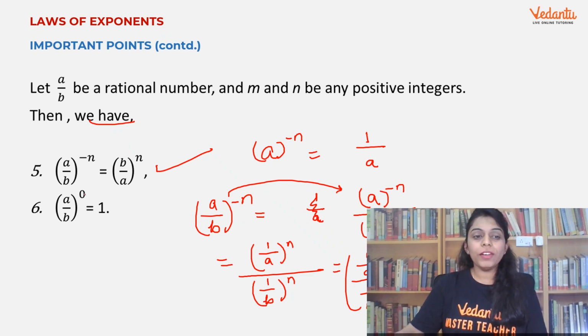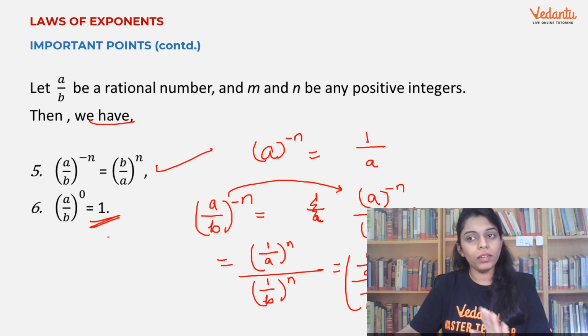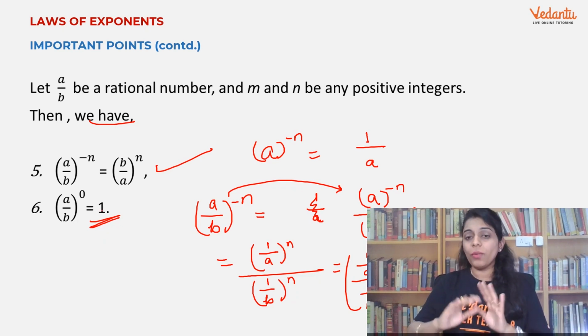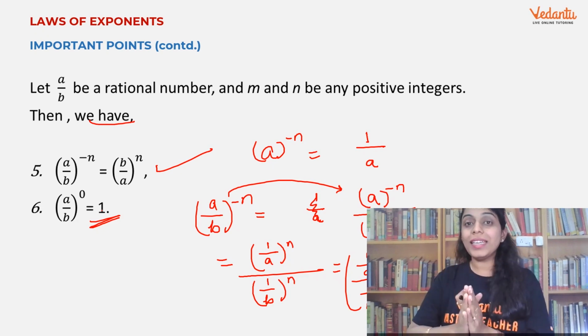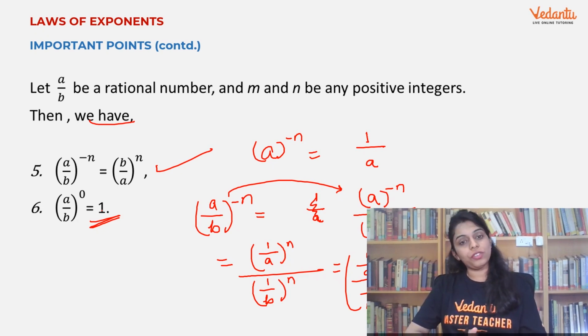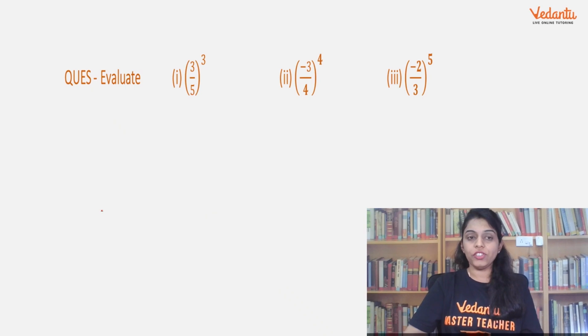And also, a by b raised to the power 0 is equal to 1. Any number to the power 0 is always 1, no change in that. Okay, very simple things. Now we will get started with our questions. Okay, let's get started with the questions.